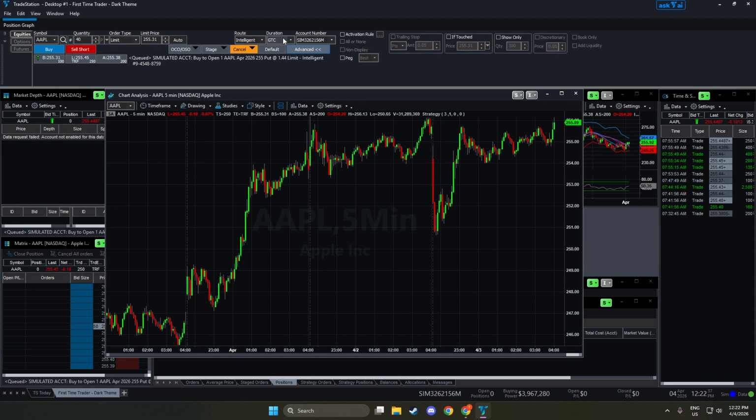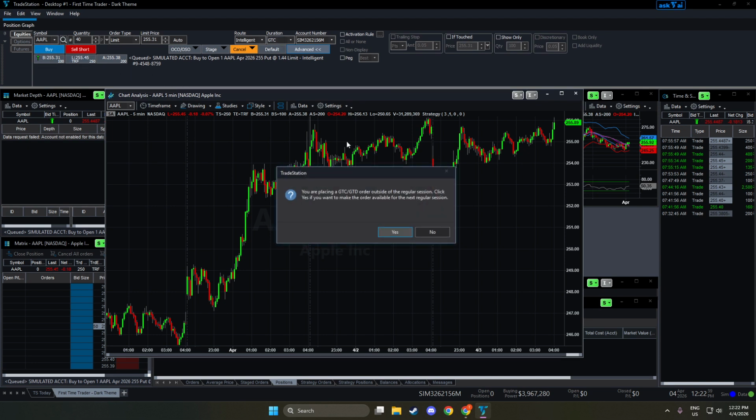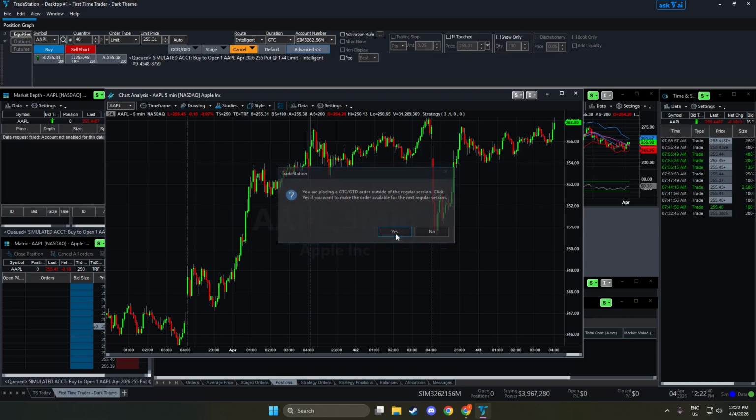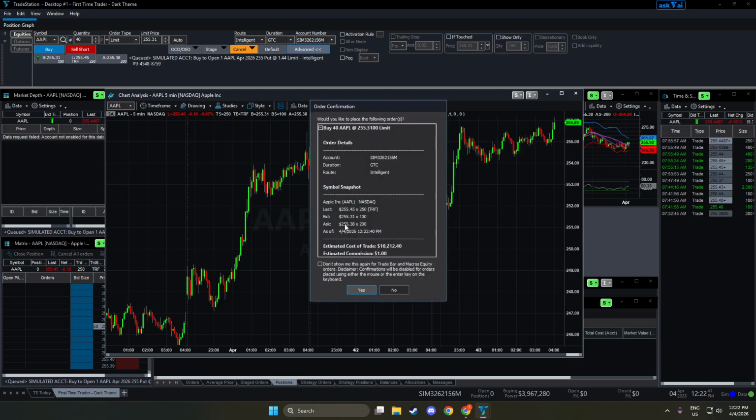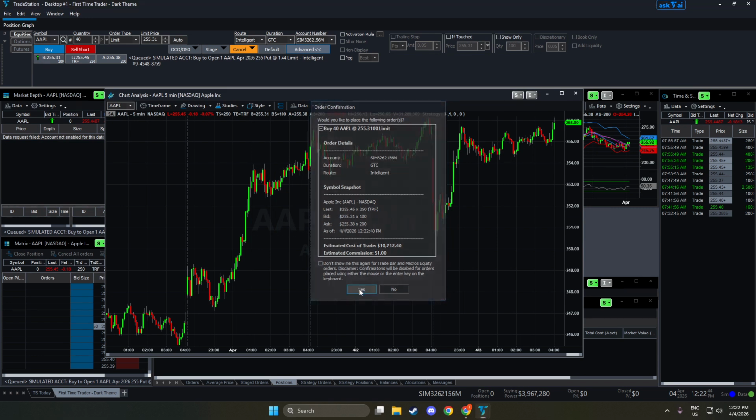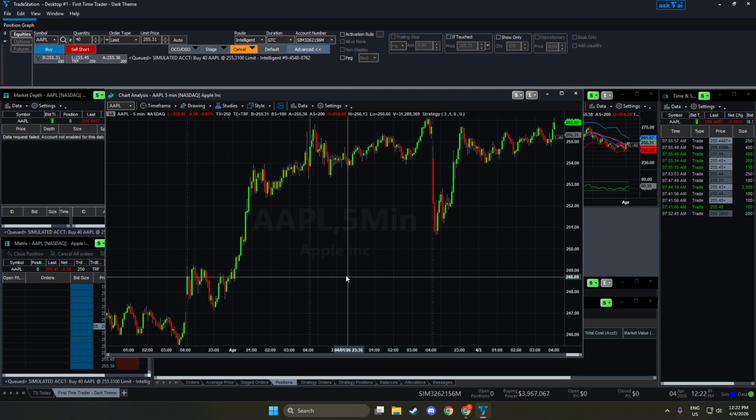When everything looks right, click Buy and review the confirmation. Carefully check the symbol, side, buy, quantity, order type, any limit price you set, and the duration. If it all matches your plan, confirm the order. Market orders typically fill quickly during regular hours, while limit orders may fill immediately, partially, or remain open until your conditions are met. That's it.